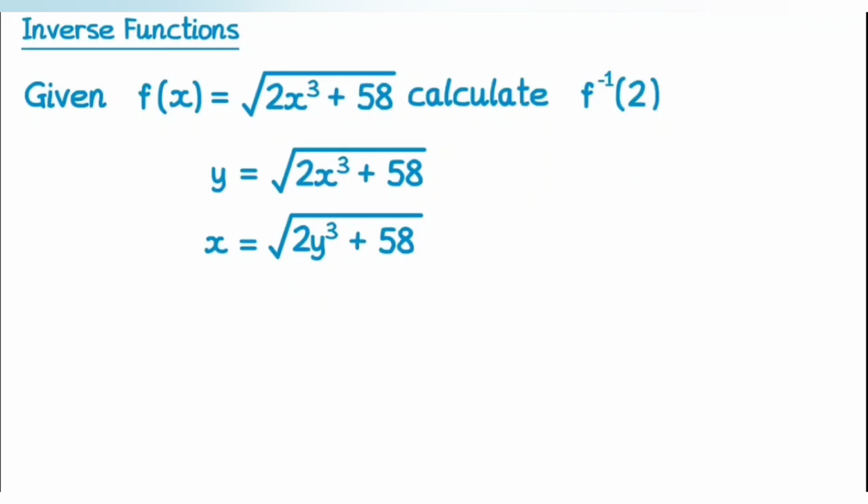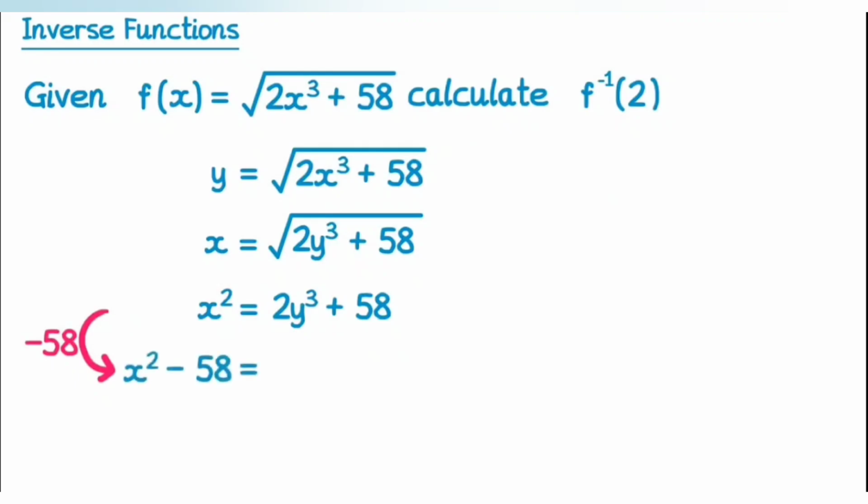If we square the left-hand side, we get x squared. And if we square the right-hand side, that will remove the square root, so we just get 2y cubed plus 58. The next step is to take away 58 from both sides. If you take it from the left, it's just x squared minus 58. And if you take it from the right, that will cancel the 58 and leave you with 2y cubed.